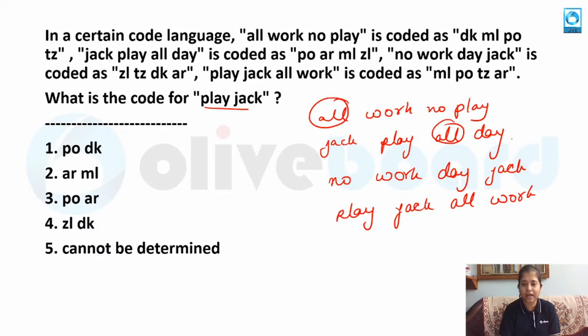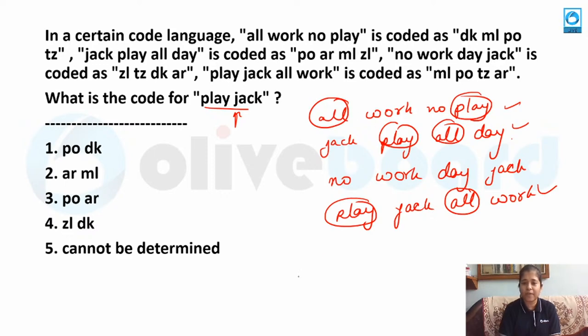All aapka yahan aa raha hai, nahi aa raha hai. All aa raha hai, theek hai, chalo teen mein all aa raha hai, third wale mein all nahi hai. Then we have work, no play, right? So play aapka yahan aa raha hai, play aapka yahan aa raha hai, play is not in here and play is here. Okay, three of them have play, right? So what we have to find? Play and Jack, right? So let's compare all these three, that is this, right? Let's see, all work, no play, Jack play all day, play Jack all work, right?